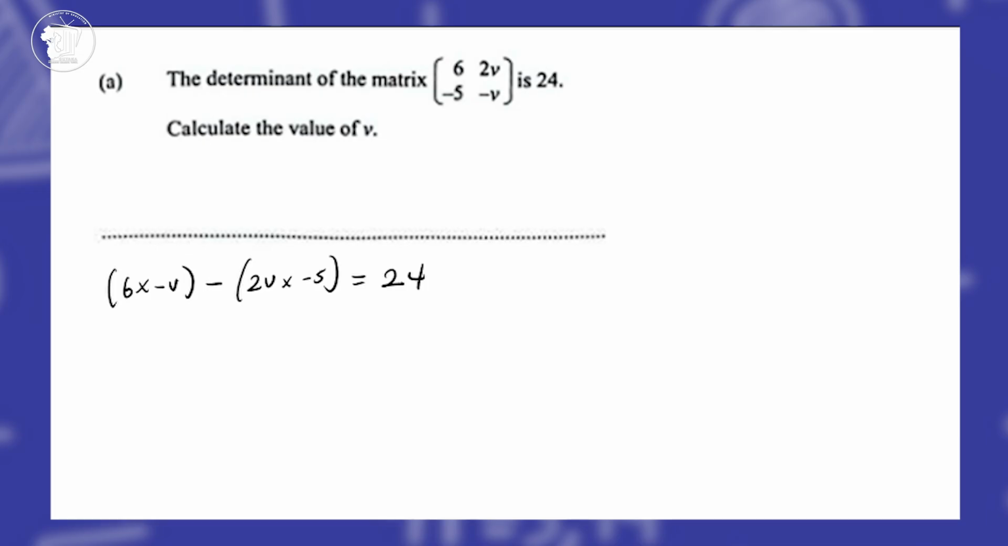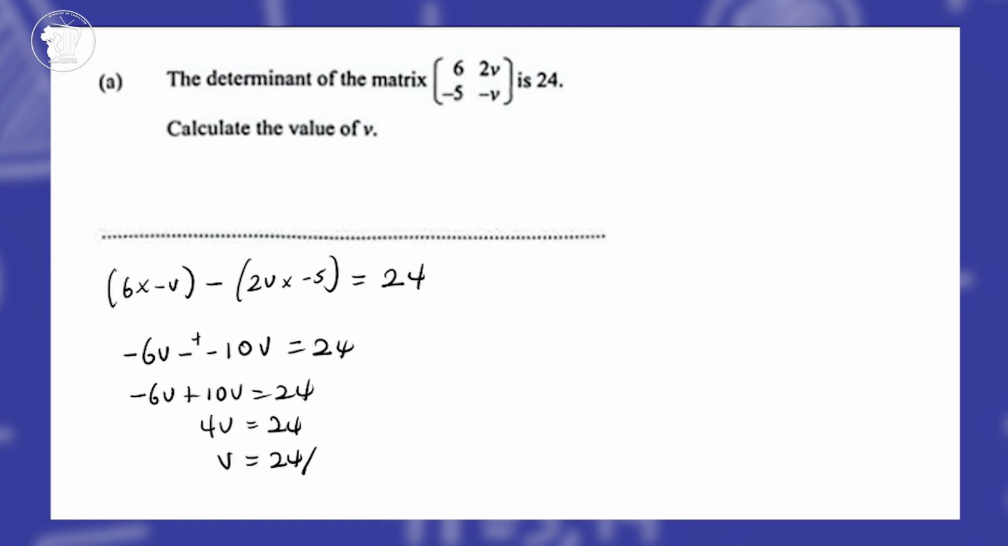So let's work this out. So 6 times negative v would give us negative 6v, minus 2v times negative 5 would give us a negative 10v. And this is equal to 24. So we know the two negatives will cancel and be a plus. So we have negative 6v plus 10v is equal to 24. So negative 6v plus 10v would give us a positive 4v is equal to 24. So v would be equal to 24 divided by 4. Hence v is equal to 6. So the value of v is equal to 6.